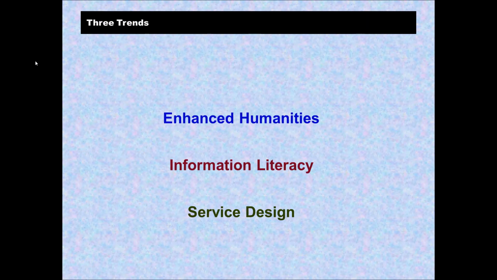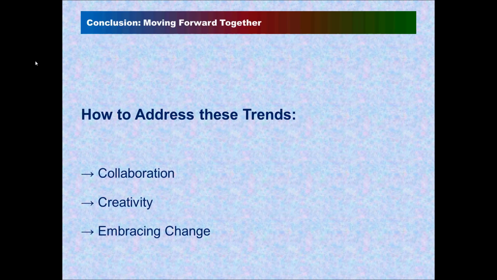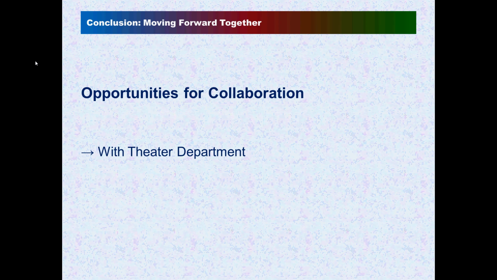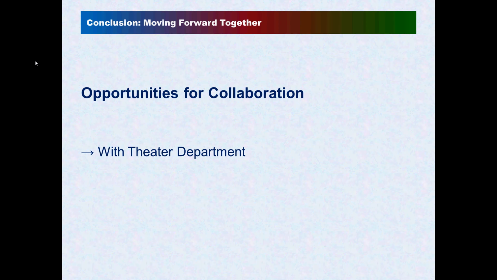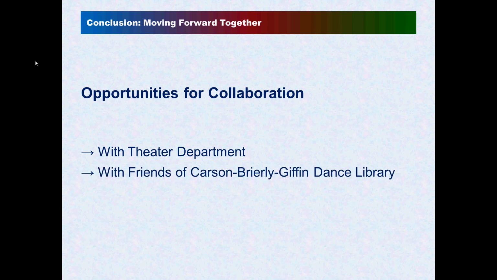How can we address these trends? We can address them by viewing them as opportunities. Opportunities for collaboration, for creativity, and for proactively embracing change. Opportunities for collaboration include sitting down with the theater department and beginning a series of conversations around their needs from the library and their vision for how the library can contribute to their unique mission. They include sitting down with the governing body of the dance library to begin a similar conversation about their vision for the future of that collection, its development and deployment.